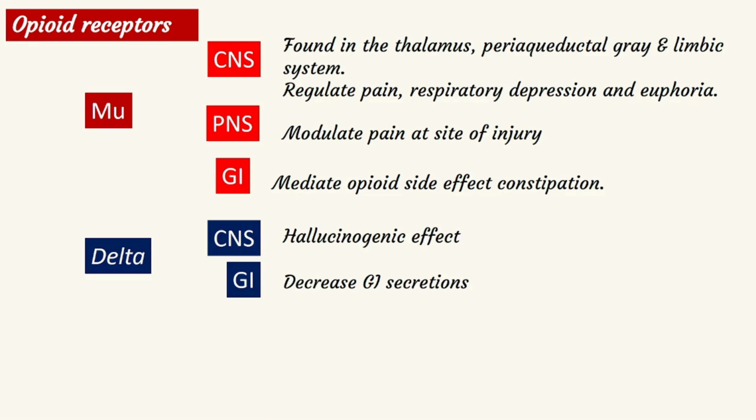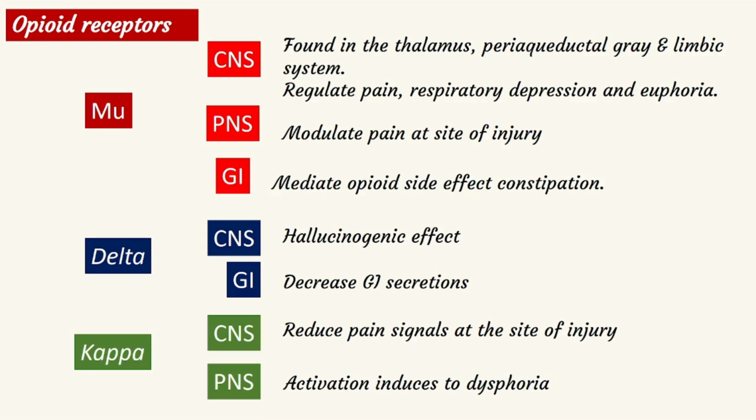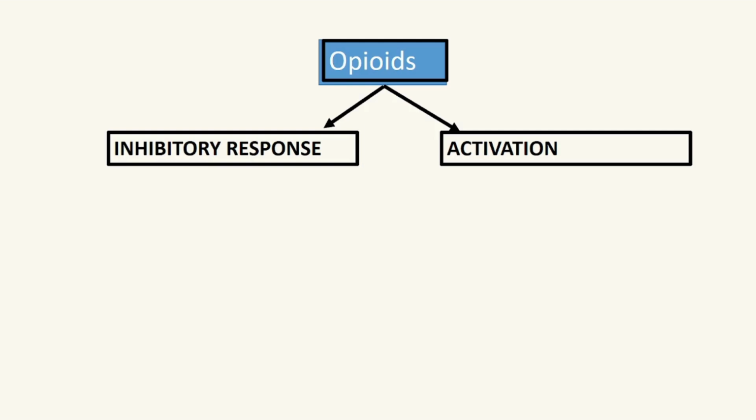Next, delta receptors in the CNS have a hallucinogenic effect and also decrease gastric secretions. Kappa receptors reduce pain signals in the CNS and at the site of injury, and also induce dysphoria. These are some of the specific actions of the mu, delta, and kappa receptors in the central nervous system, peripheral nervous system, and gastrointestinal system. Opioids produce two types of responses: one is the inhibitory response and the other is the activation response.